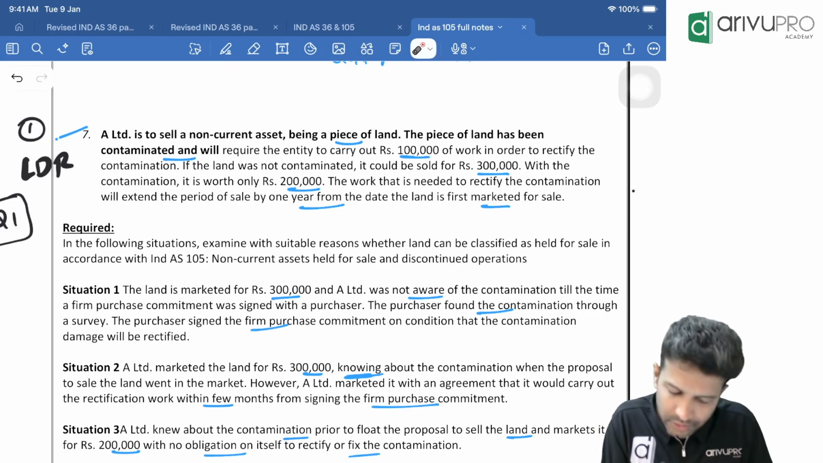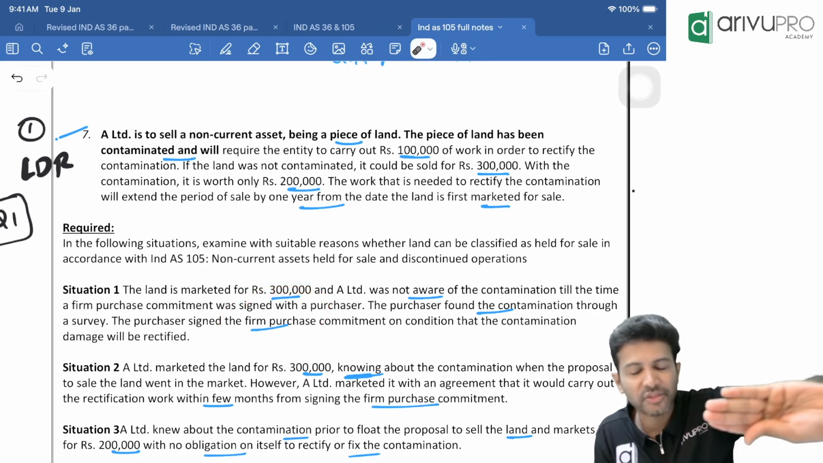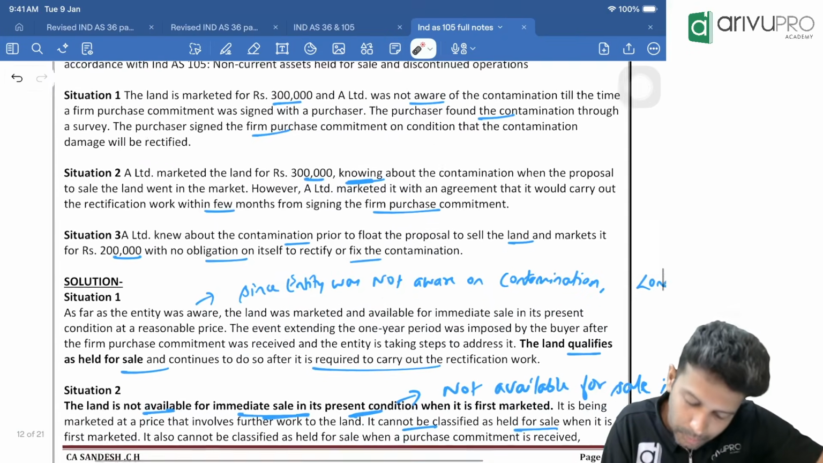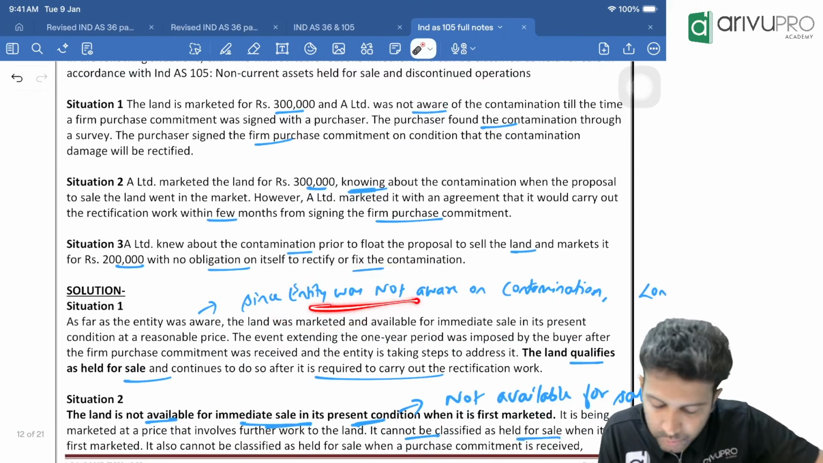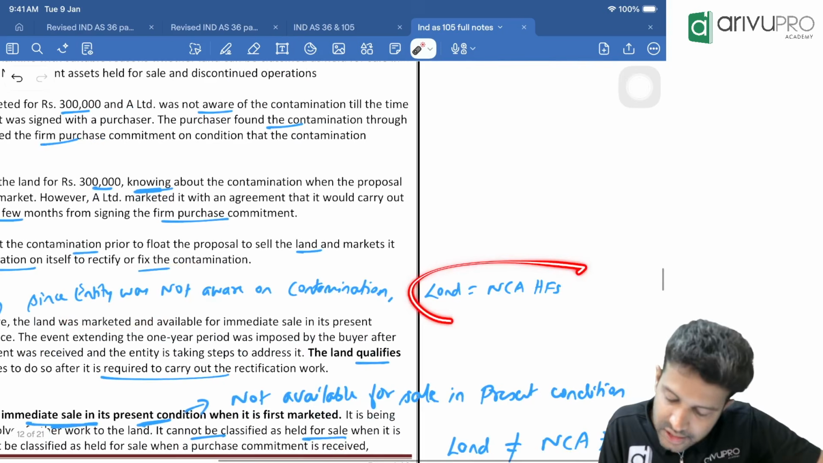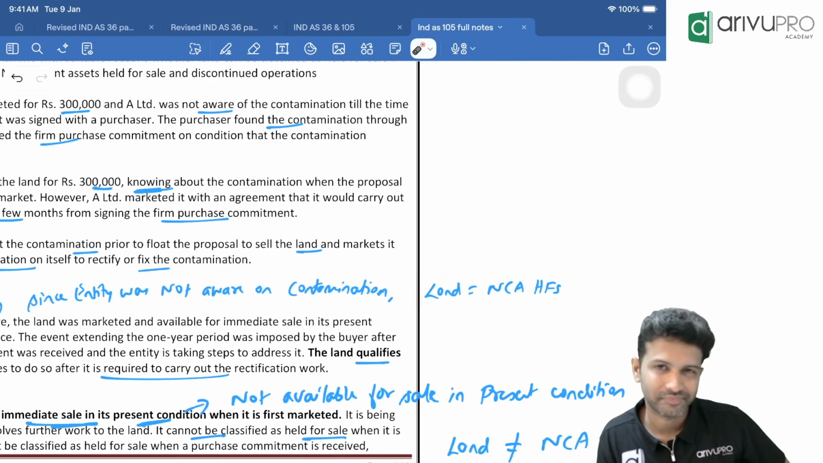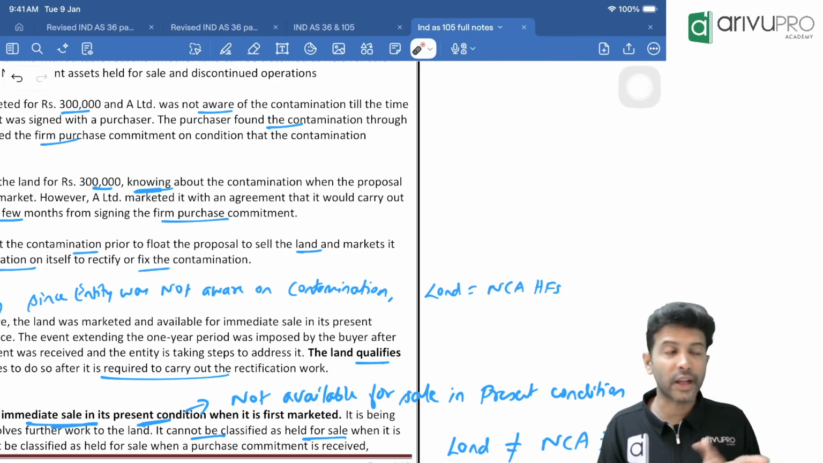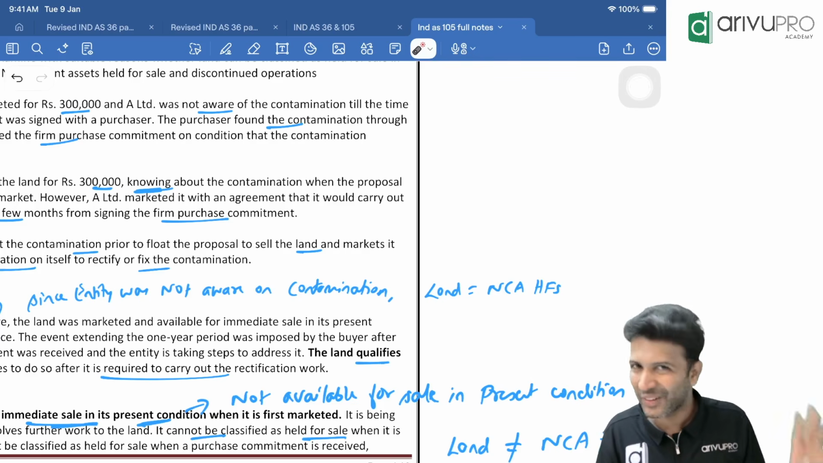No. So that means in the first case, though the sale is expected to go beyond 12 months, the classification will still be, what? Since the entity was not aware of contamination, the land still will be classified as held for sale. Okay. Now, what if the entity is aware? That is the next case. Hang on to that.